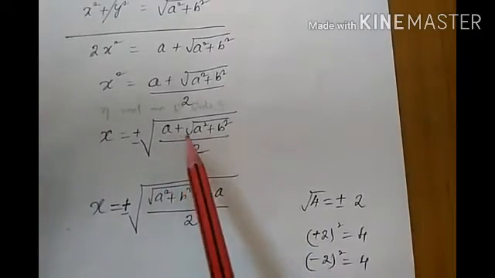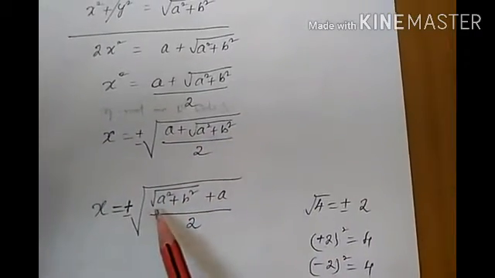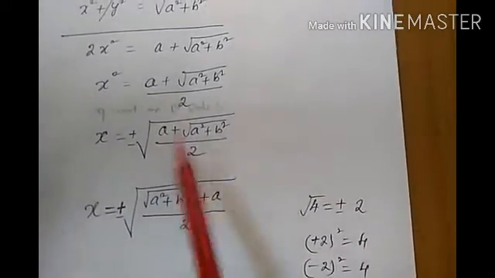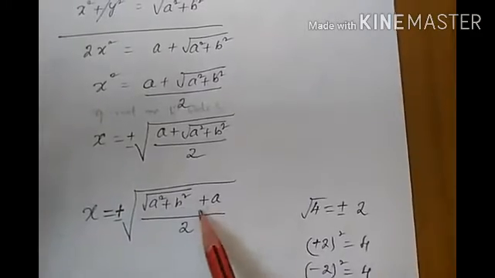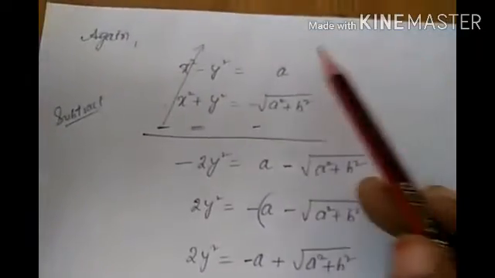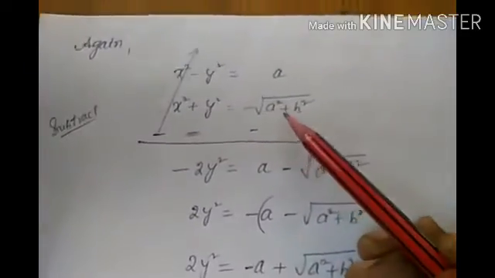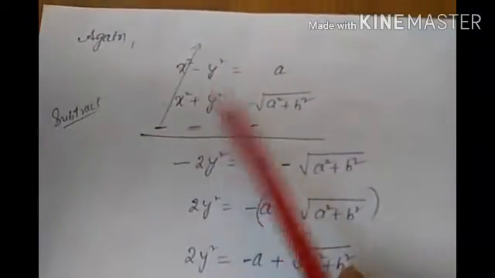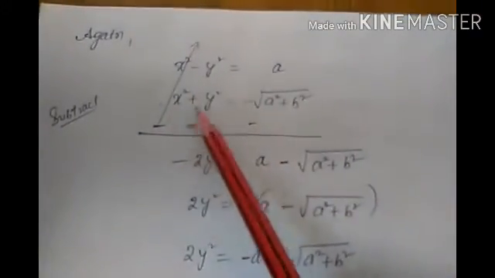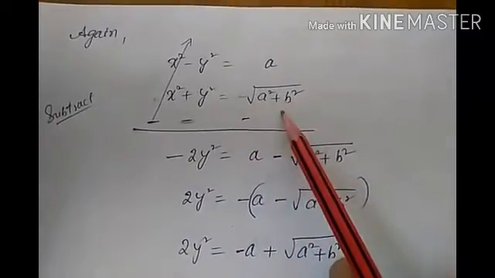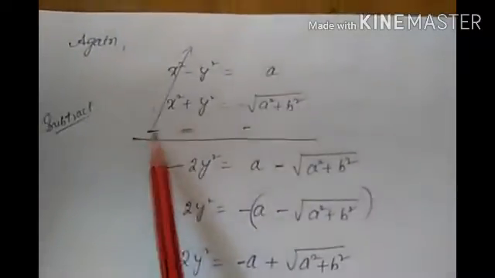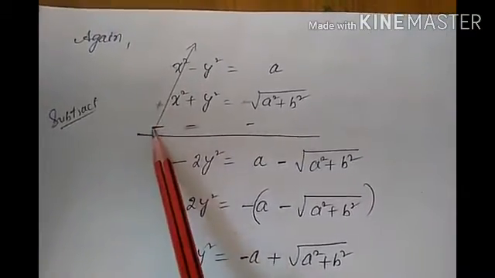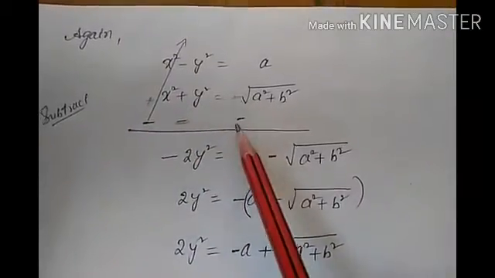Now a plus square root of a square plus b square can be written as root a square plus b square plus a. Commutative property holds in real numbers. So we can write it like this: square root of a square plus b square plus a by 2. Solve these equations again, equations 1 and 2. That means subtract these two equations. You get x square minus y square equal to a, x square plus y square equal to square root of a square plus b square. On subtracting, the sign of the second equation changes. So plus becomes minus, and here also plus, you get minus.